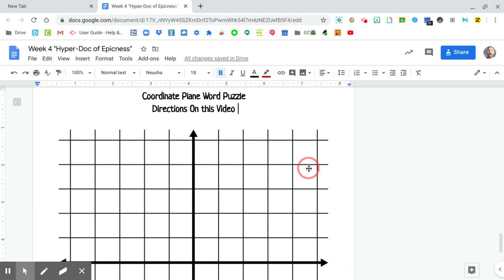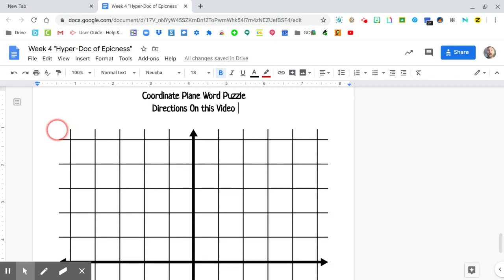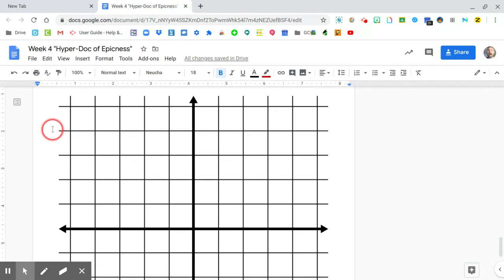All right, fifth graders, here is how I am asking you to complete the coordinate plane word puzzle project if you choose that option, okay? On the HyperDoc of Epicness, I do have this coordinate plane image on here. If you manage to figure it out, you would need to download an extension called WebPaint. It allows you to paint or draw on web pages, and you could complete it that way on the document.